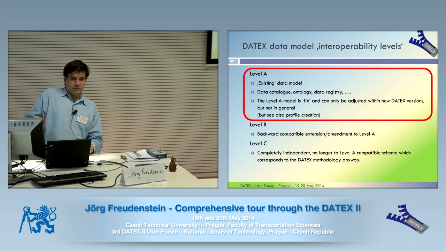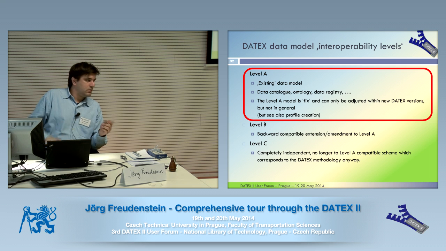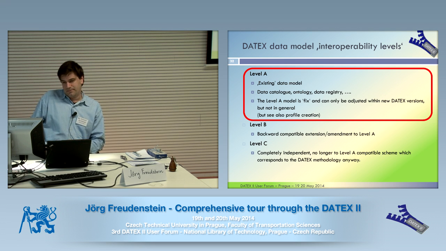That's maybe why Jan wondered how often to update his model. The Datex versions are renewed once a year in the minor versions, but they are not renewed too often, and the major versions are every three or four years or so. So there are not too many changes on level A.